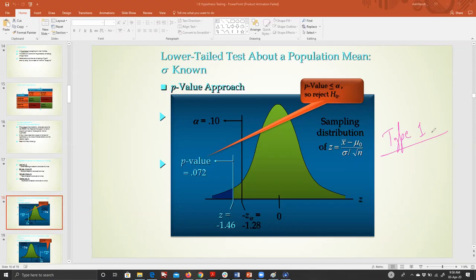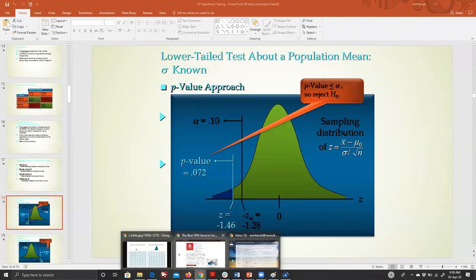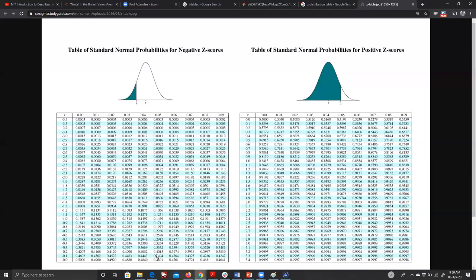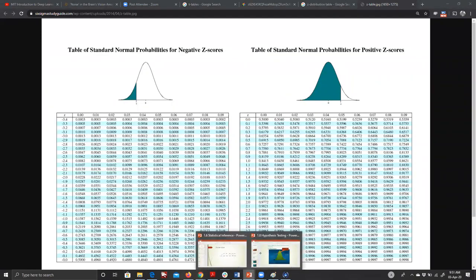So how do you get the p-value? It's literally that you get the z value. Let's say z is 1.46, and looking in this chart, you look for the value of 1.46, and you can read off the exact area given there. And you just have to make sure that if it is less than alpha, then you will have to reject it. Okay.